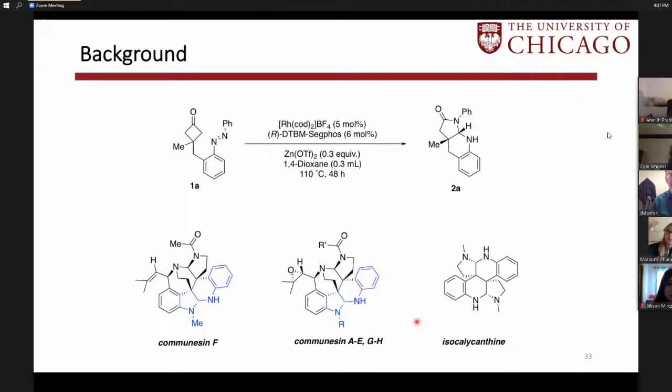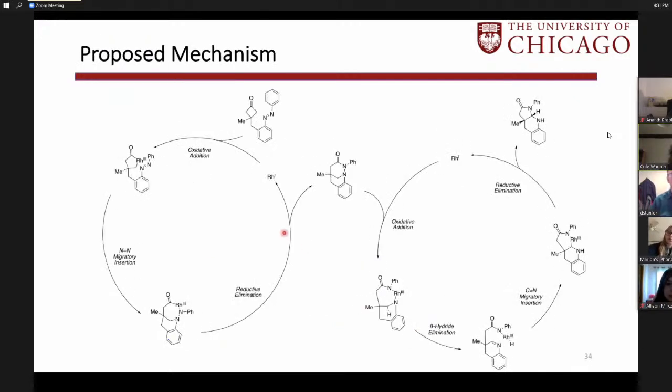Going forward, we propose this mechanism where we have two catalytic cycles going on. First is the typical cut and sew process, where you get the rhodium breaking into the C–C bond, and then the N=N bond undergoing migratory insertion, then reductive elimination to release the rhodium and release this product. Then we propose that rhodium can oxidatively add into the N–N single bond to get this, which can then undergo beta hydride elimination to give this amine, and then the amine can undergo migratory insertion into the rhodium hydride bond to give this, followed by reductive elimination to give the product.